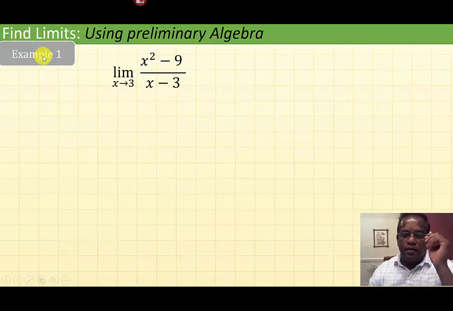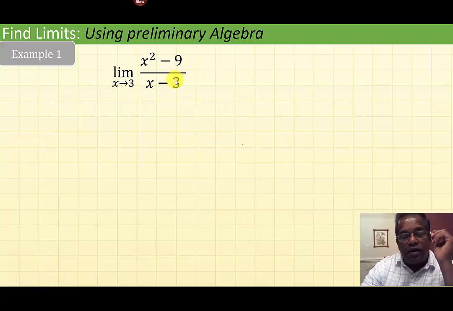Find the limit. Example 1. The limit as x approaches 3 of x squared minus 9 over x minus 3. Now we can see this is a rational function. The domain is all real numbers except 3. So we want to find the limit as x approaches 3, and here we cannot use direct substitution.